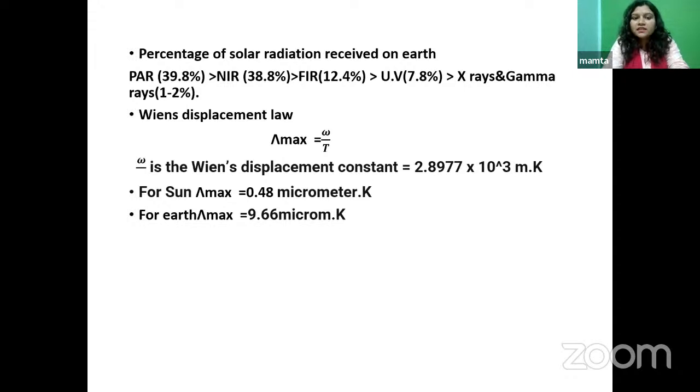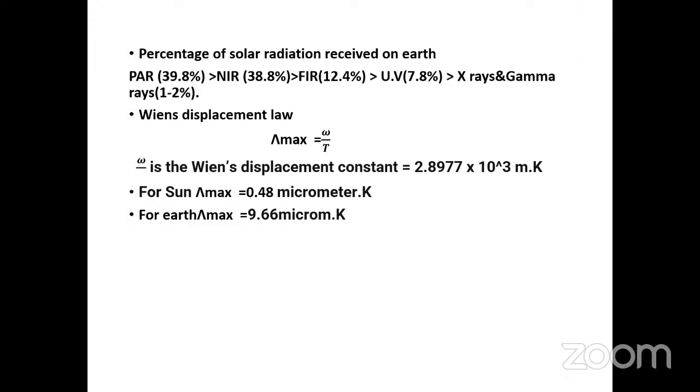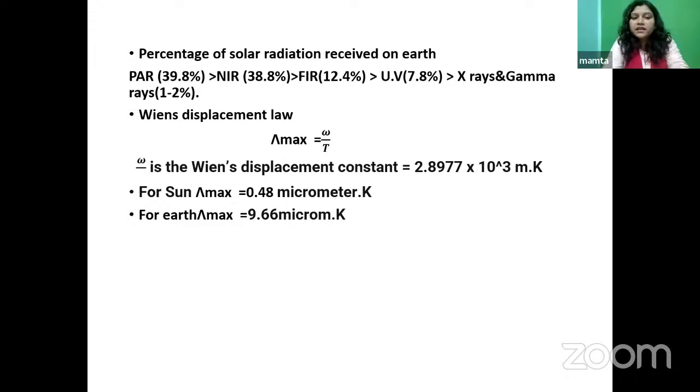Can you see? 400 to 700 nanometers comes in which range? Visible range, right? Yes. So from the sun, the maximum lambda comes in the visible range. But for the earth, it is coming under the infrared region. You will see here, 9,000 something, it is the infrared region.